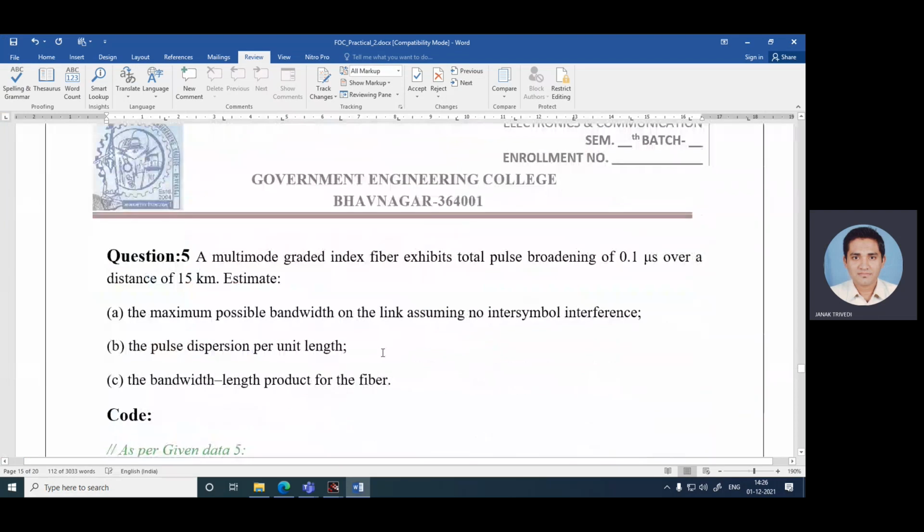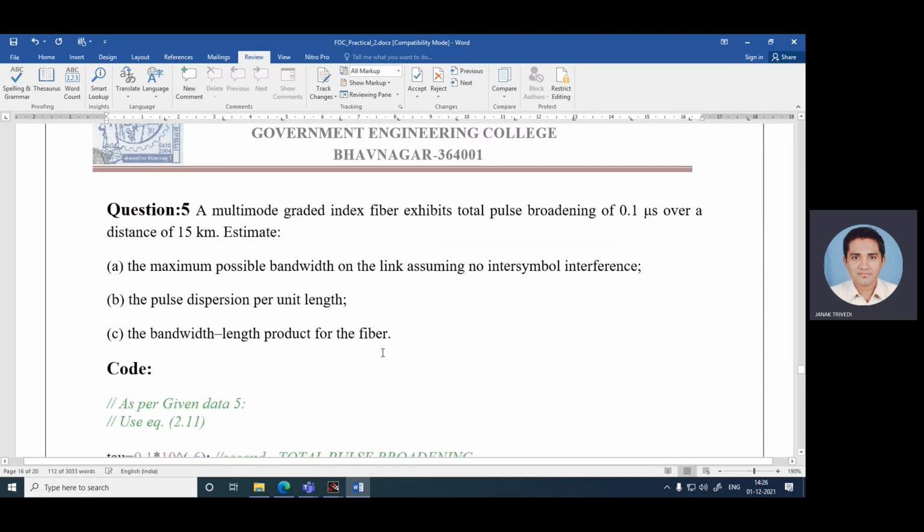Next example. A multimode gradient index fiber exhibits a total pulse broadening of 0.1 microsecond over a distance of 15 km. Estimate the maximum possible bandwidth on the link assuming no intersymbol interference, the pulse dispersion per unit length, and the bandwidth length product for the fiber.